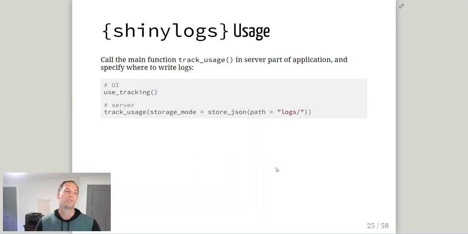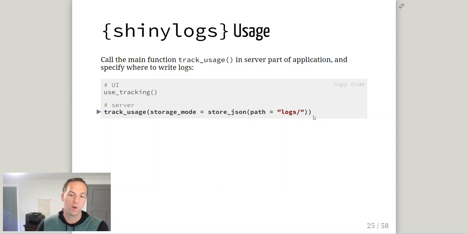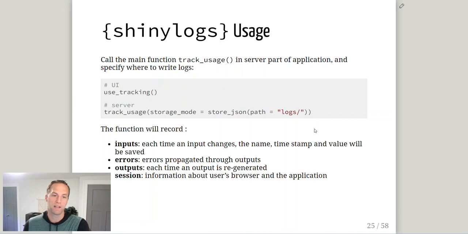Okay, so how do you use it? What's it like? What code do I need to make this work? It's pretty simple. On the user interface side, all you need is one function called use_tracking. There are no arguments to fill out. On the server side, there's a little bit more information to fill out. There's track_usage, that's the name of the function, and you just need to specify a storage mode. We'll get into all the different storage modes that exist, but I'd say the most frequently used one is store_json. You need to provide a path to where you'd like to store these log files. That's the only real argument that you need to specify.